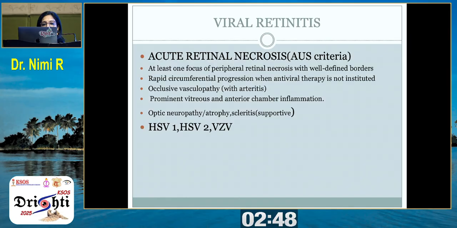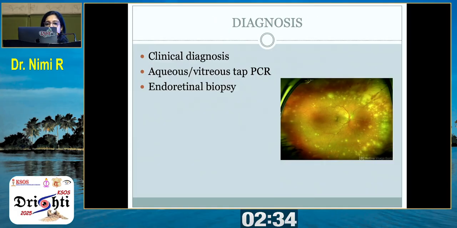So coming to the posterior segment lesions, the treatment. Viral retinitis is common, and in acute retinal necrosis the characteristic features are there. So it is also a clinical diagnosis. You can see the peripheral necrotic retinitis patches along with vitritis, occlusive arteritis and all. And you can do an aqueous or vitreous tap, send it for PCR, and very rarely you can do an endoretinal biopsy.